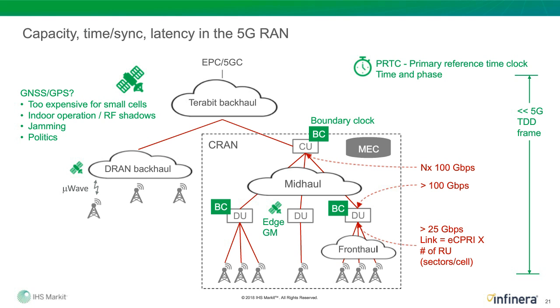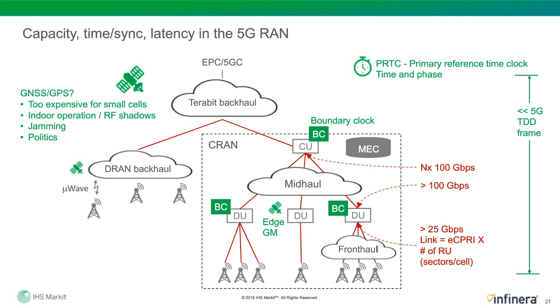You can see that it can be very expensive, say, putting one of these receivers at every cell. Also, implementing indoor would be an issue. You can get RF shadows. You imagine building a radio network and then somebody erects a building and blocks your GPS, so you have an RF shadow. There could be jamming. You jam the signal, and of course, these satellite signals could be subjects of political issues, and therefore you could have problems with that. So the network synchronization is going to be implemented, and there are standard mechanisms to do that already in place.